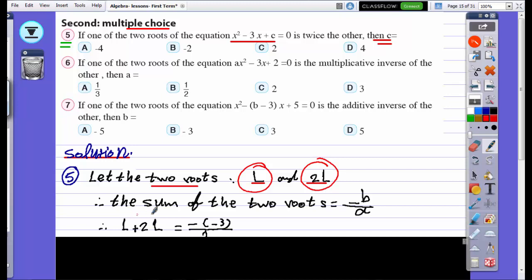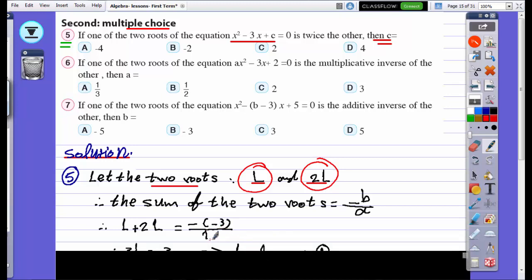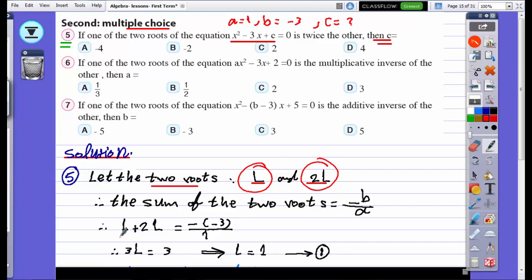And now the sum of the two roots equals negative b over a. The sum of the two roots, L plus 2L, equals negative b over a, negative negative 3 over 1. Here in the equation, a equals 1 and b equals negative 3 and c is unknown. So L plus 2L equals 3L. Negative multiplied by negative 3 over 1 is 3. It means L equals 1.